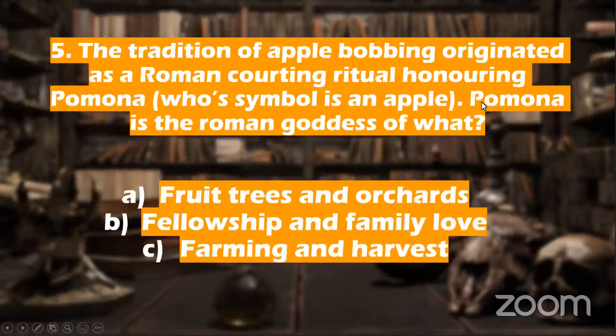Question number 5. The tradition of apple bobbing originated as a Roman courting ritual honoring Pomona, whose symbol is an apple. Pomona is the Roman goddess of what? Is it A, fruit trees and orchards, B, fellowship and family love, or C, farming and harvest?